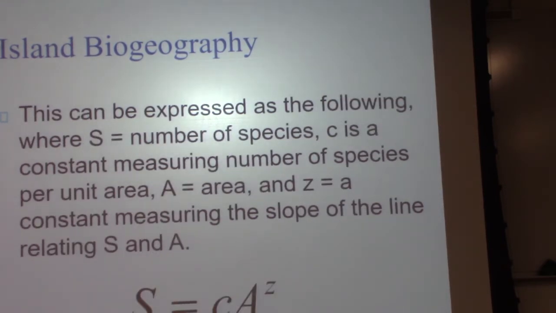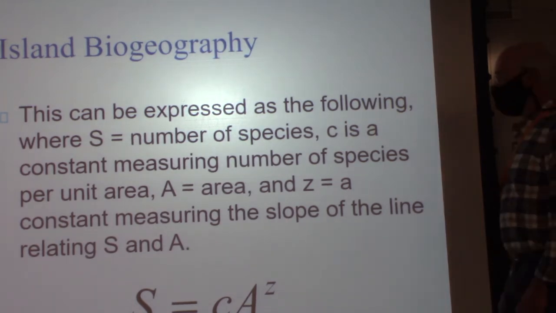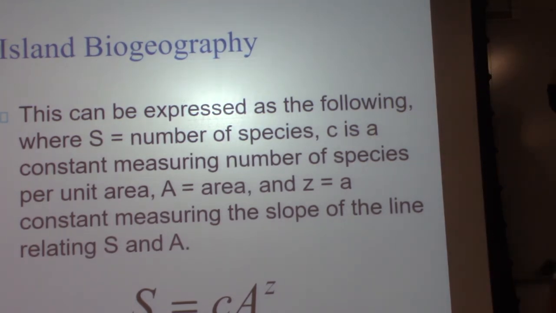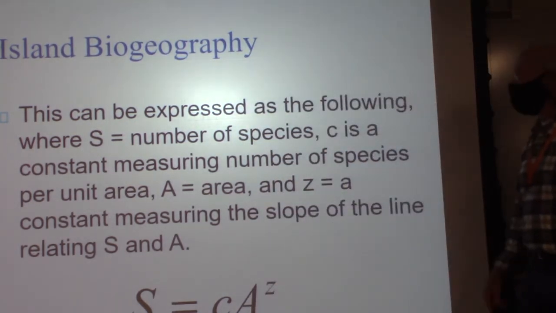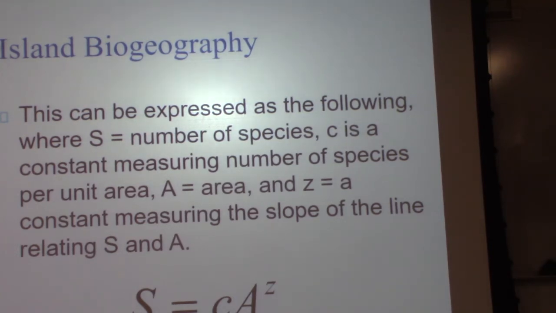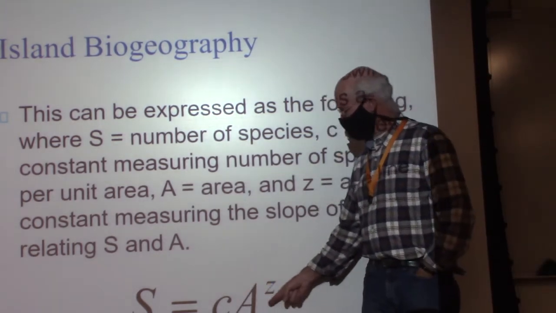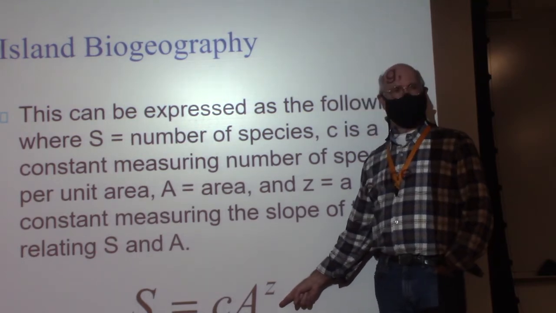And there are a couple of patterns that I want to draw your attention to. Okay? If S is the number of species, and A is area, then you can look at this relationship between number of species and area and draw this nice, oh, wait a minute. Is that a line?